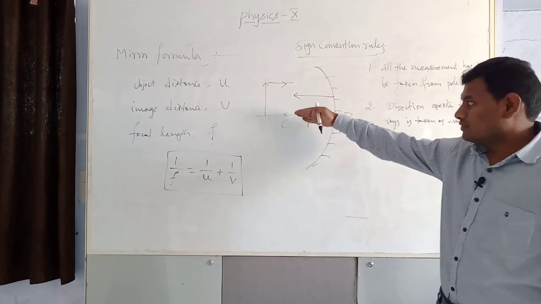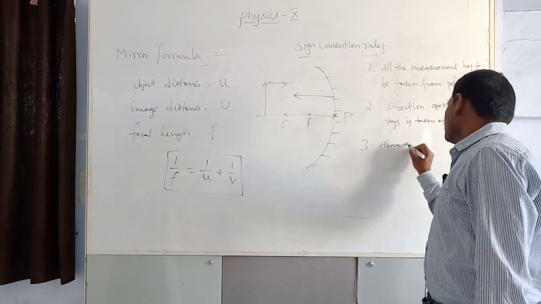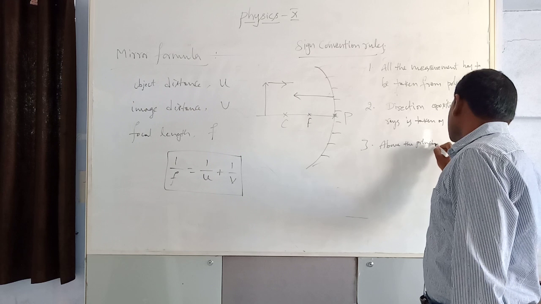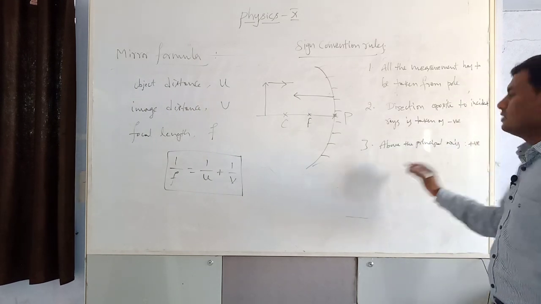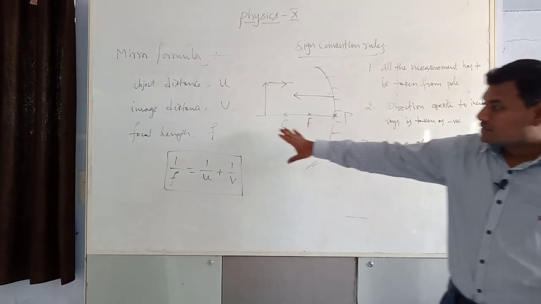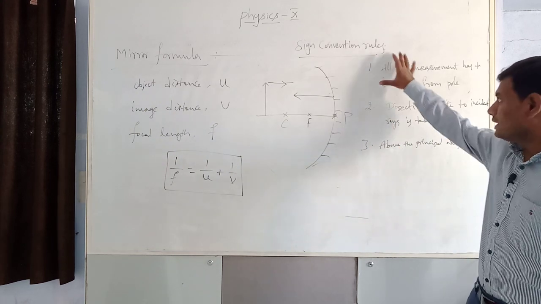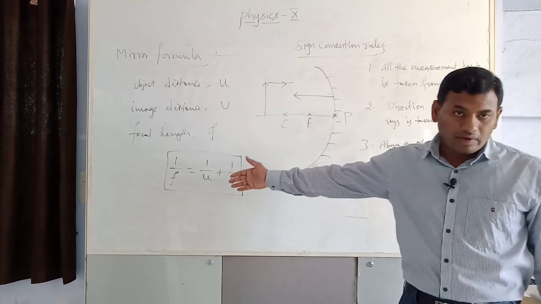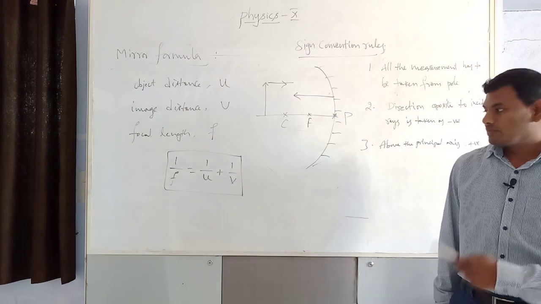And in terms of the principal axis, above the principal axis, we will take that as positive value, and below the principal axis, we will take that as negative value. Okay. So while doing numerical problems, we will consider these sign convention rules while using the mirror formula, 1 by f is equal to 1 by u plus 1 by v.